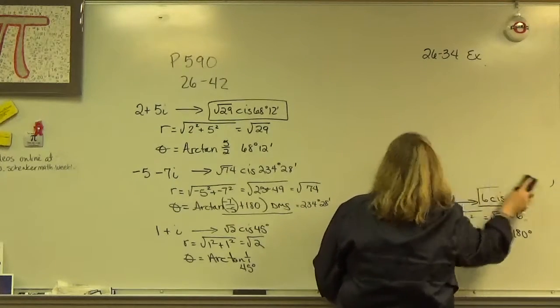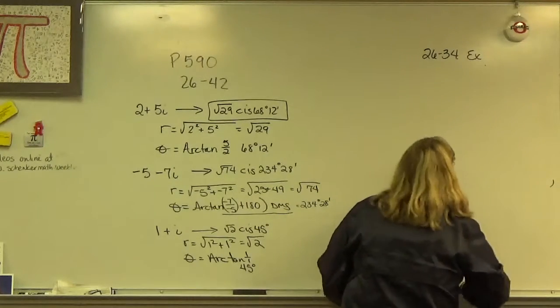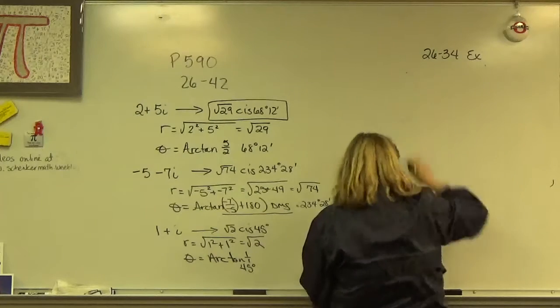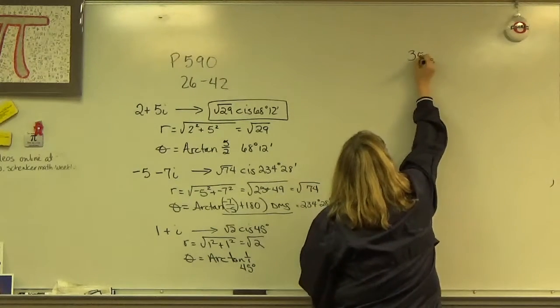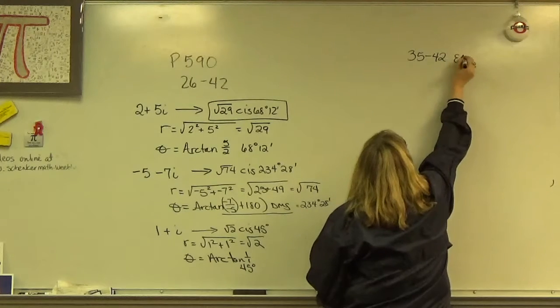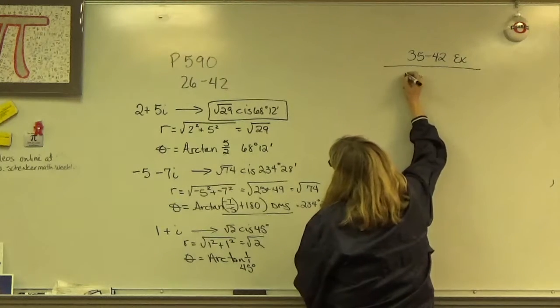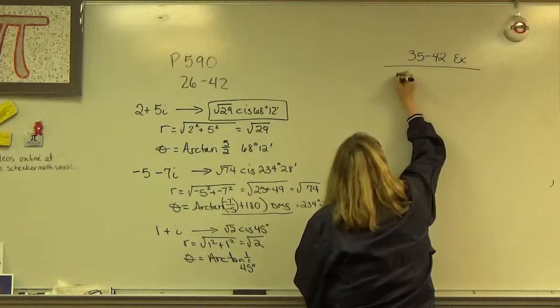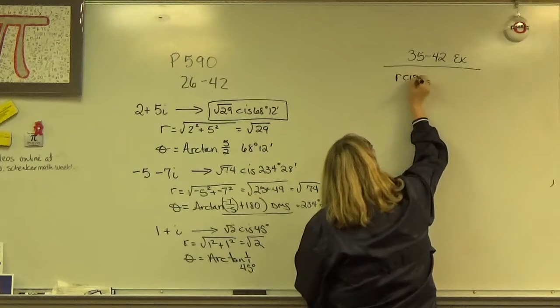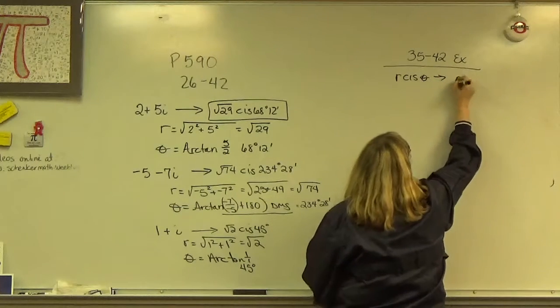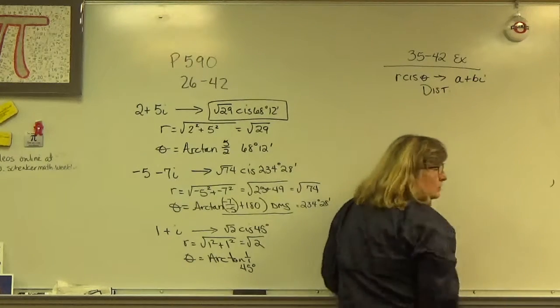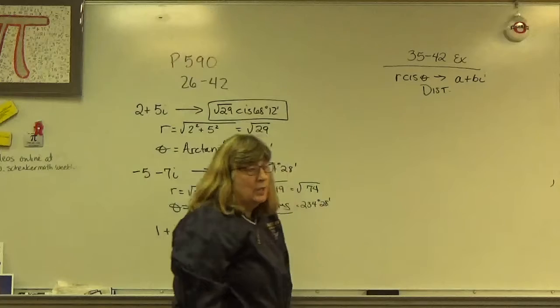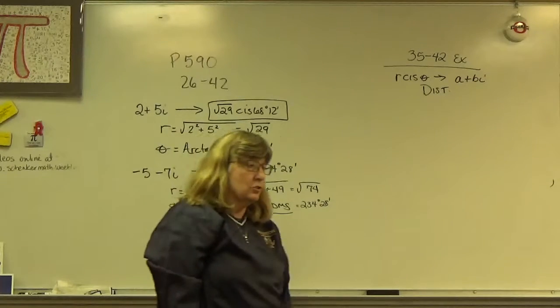So what do you think 35 through 42 is? They're going the opposite way. Right. Yeah. 35 through 42, you're going from r cis theta to a plus bi form. And all you really got to do is distribute it and use your calculator. But I'm going to try to make sure that you know how to use your calculator.